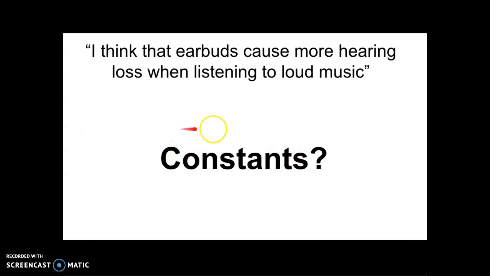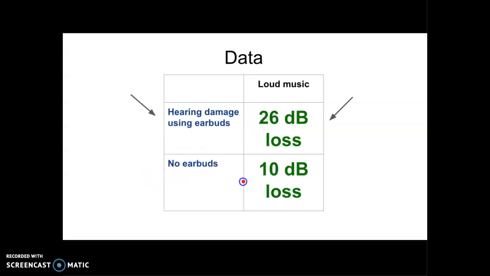All right, so what are constants? Well, if it says loud music, I would think that you would need to be more specific, right? So the constant, whether you're going to have someone listen to music with earbuds or no earbuds, needs to be the same volume of music and maybe the same type of music. I would say you're going to test the same person, right? Because people's hearing will change. So those are just some examples of constants.